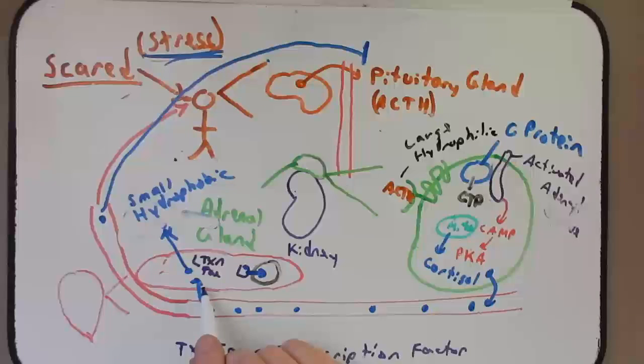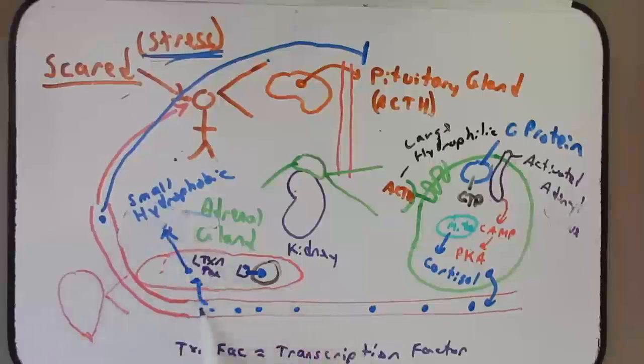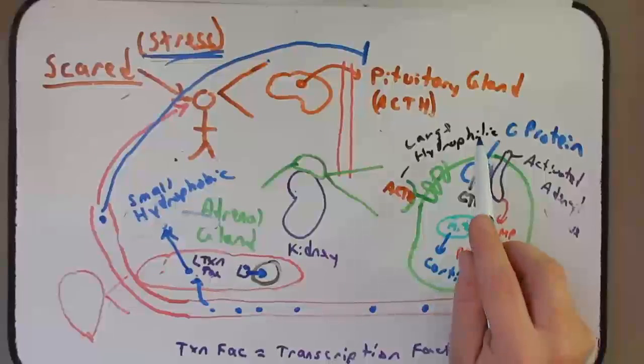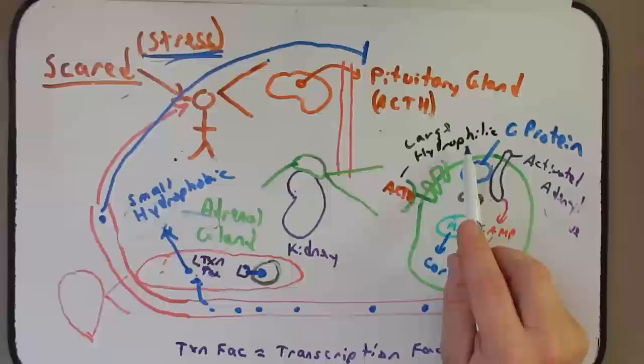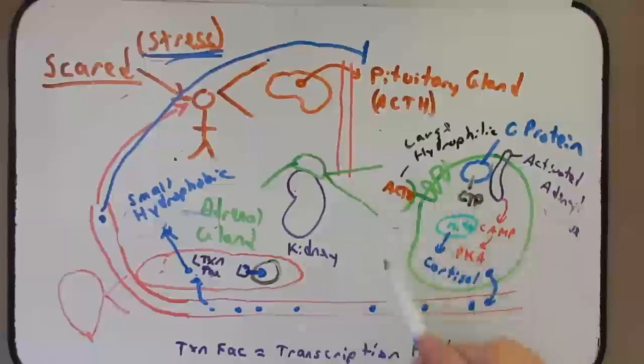enter into the cell and find its target receptor inside the cell and enter into the nucleus. Small hydrophobic or lipid soluble signals can move through the membrane to find their targets. Large hydrophilic, or you might call them lipid insoluble signals, can't do that. They have to have a signal on the outside of the cell.